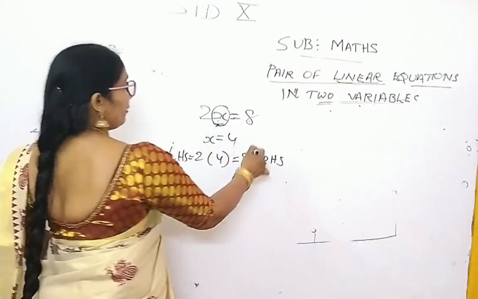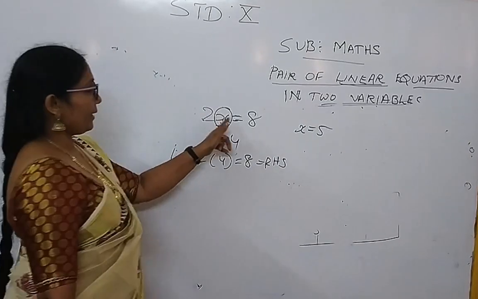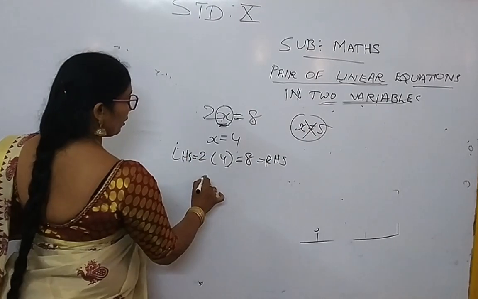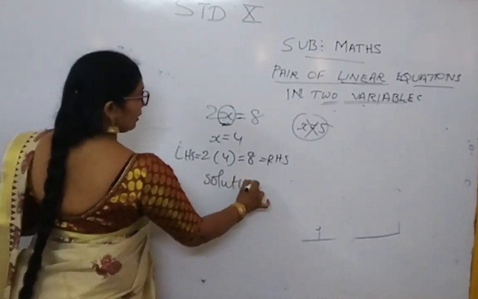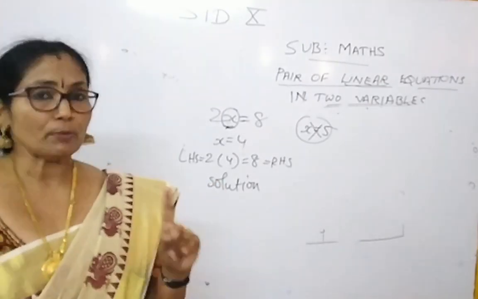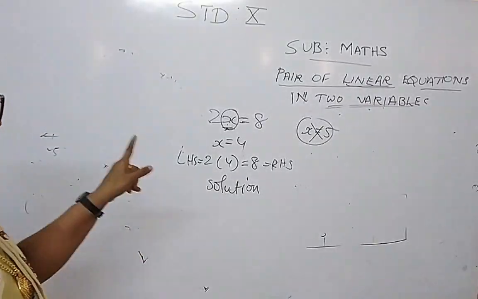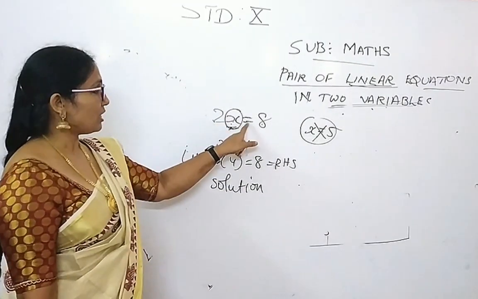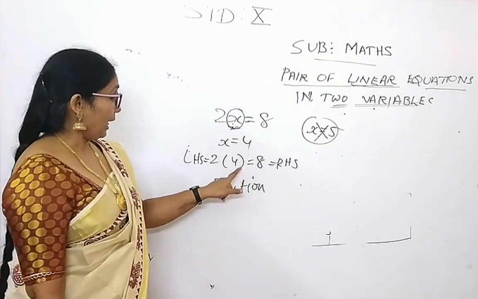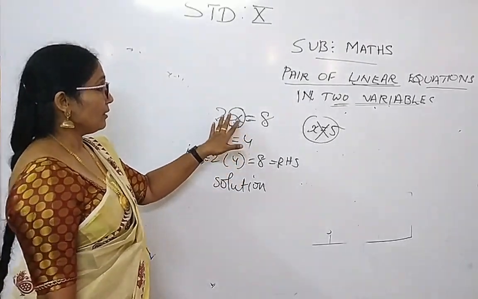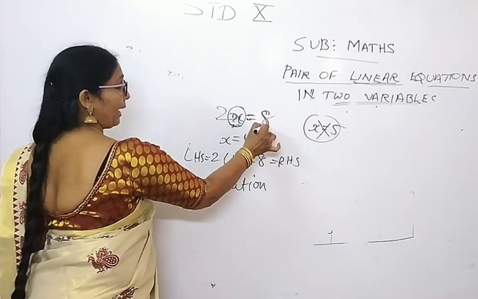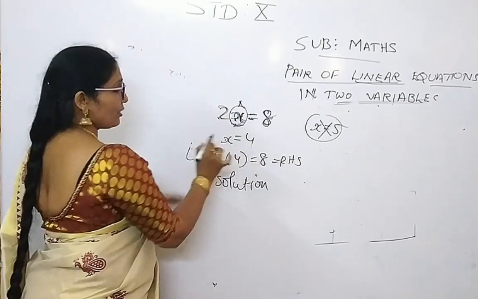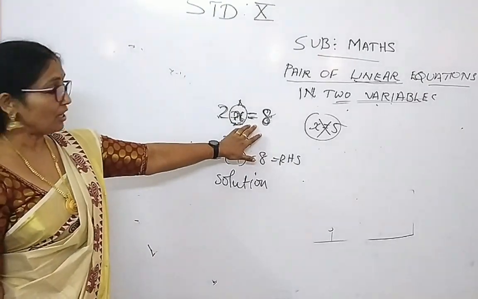But if you put x = 5, the left side and right side are not equal, which means that this is not a solution of this equation. When you talk about a linear equation in one variable, it represents a unique solution. That means one and only one solution is represented by this equation, because this is an equation in one variable x. So for 2x = 8, x = 4 is the only solution of this linear equation in one variable.